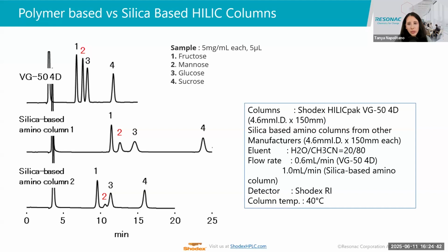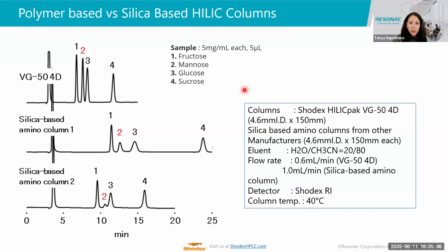The Shodex VG50 column, on the other hand, uses a PVA backbone with bonded amino groups. It's stable from pH 2 to 13, fully compatible with 100% aqueous and 100% organic solvents, and free of silanol groups. So you avoid secondary interactions and get cleaner, more consistent peaks.